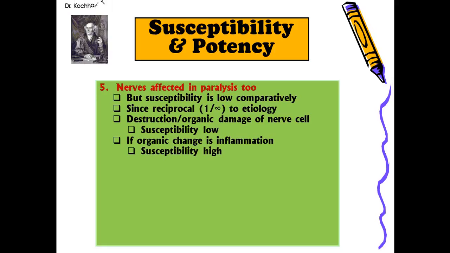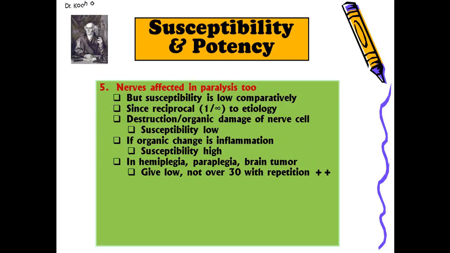So when we talk of pathology, we find that in destruction the susceptibility is low, and in inflammation the susceptibility is high, because in inflammation the process is active. In hemiplegia, paraplegia, brain tumor, these are paralysis conditions, give low potency. The main lesson here is that in such conditions give low potency, and not over 30, but you are to repeat it because the action will be finished.